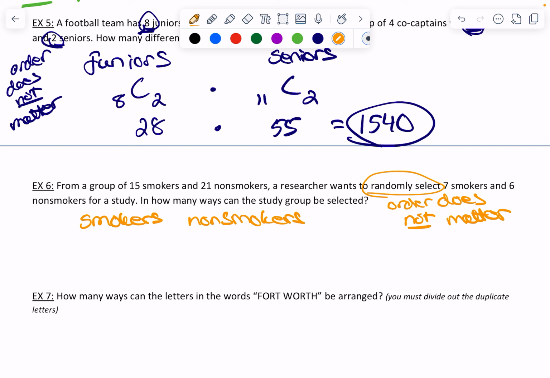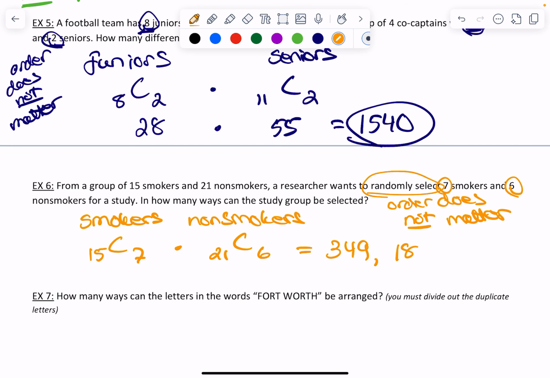So we are going to separate the smokers. So we have 15 smokers, and we are selecting 7 of them. And then we've got 21 non-smokers altogether and selecting 6 of the non-smokers. So when we do this, we get 349,188,840 different options.